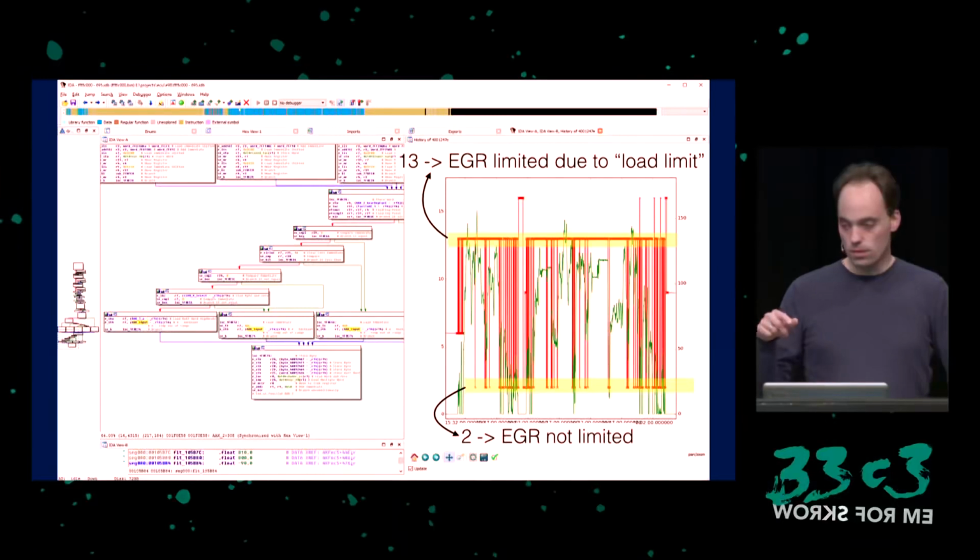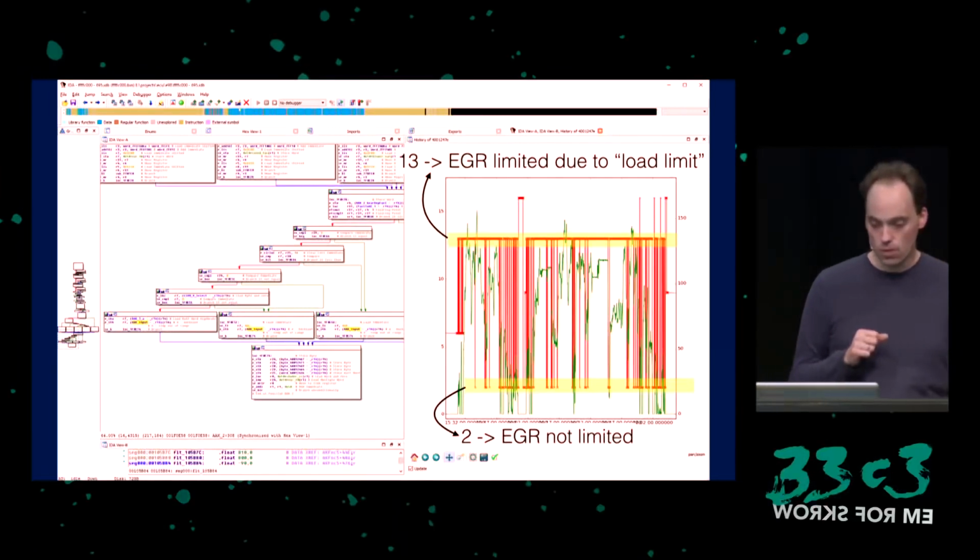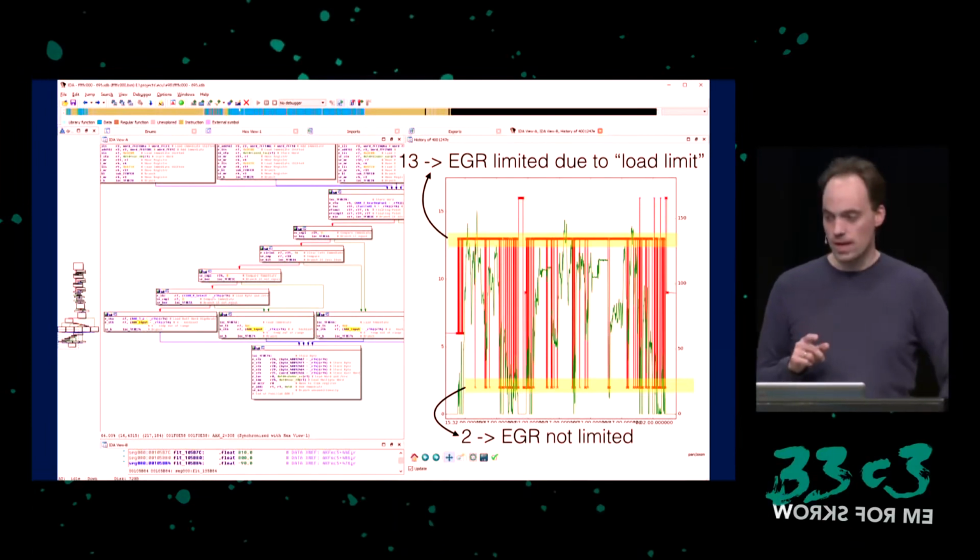And then we looked at some real-world driving. You can see this in the background. The vehicle speed is in the background. And we saw that the red graph shows you the reason to go to this limited EGR mode. What we saw is that most of the time, the reason is 13, and only a few times it's 2, which means that it's not limited.